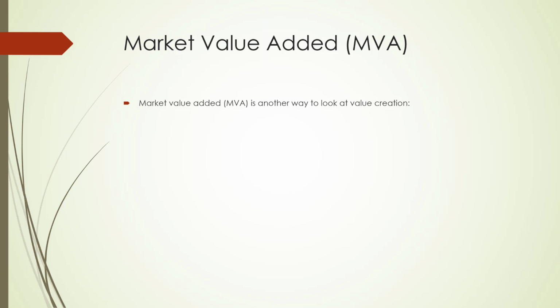So MVA is simply the change in the value of the firm over what was invested by the shareholders. So MVA is simply the market value of equity minus the book value of equity. Now remember, the market value of equity reflects what shareholders believe the future cash flows are going to be, and the book value of equity represents what shareholders have invested in the firm. So MVA measures the value creation over and above what has been invested in the firm. So it's a good idea. I just find it to be less practical.